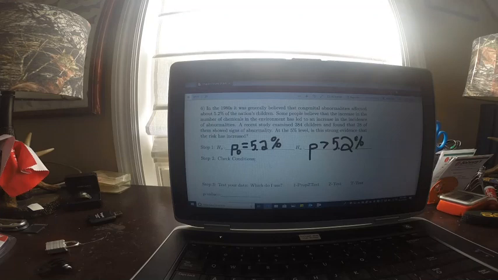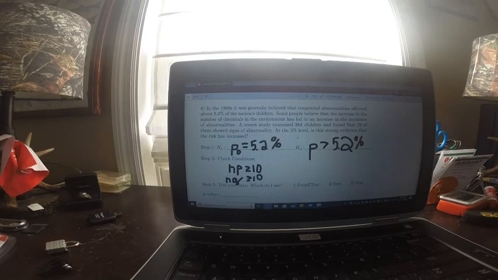Alright, so here's the important one where you actually have to check conditions. You have to check that np and nq are greater than or equal to 10. Okay, I'm not really good with q's. So they need to be greater than or equal to 10.